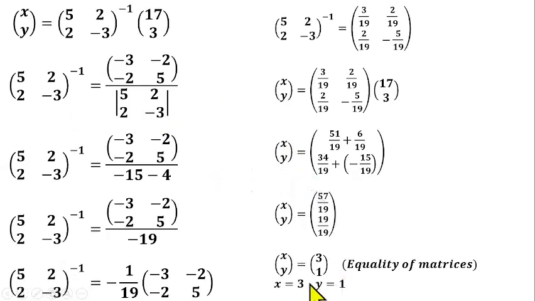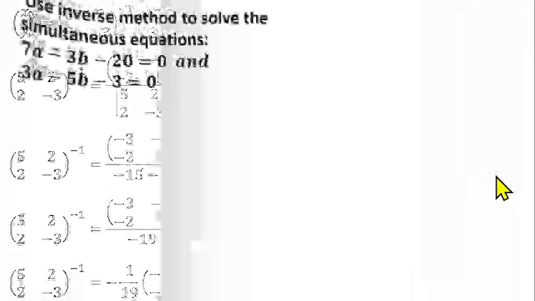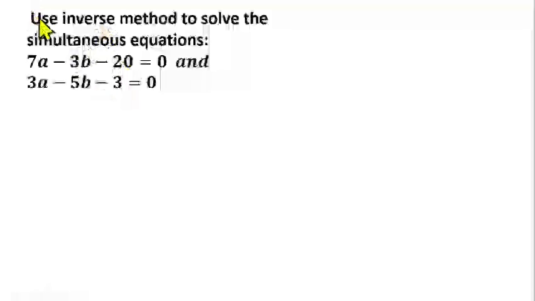So we still got the same answer when we solve it using this inverse method as well. So we can see that we have the same result after applying this inverse method. So let's solve the second question we solved under the Cramer's rule using this inverse method, which is this question again. You have to use the inverse method to solve the simultaneous equation 7a minus 3b minus 20 equals 0, and this as well.